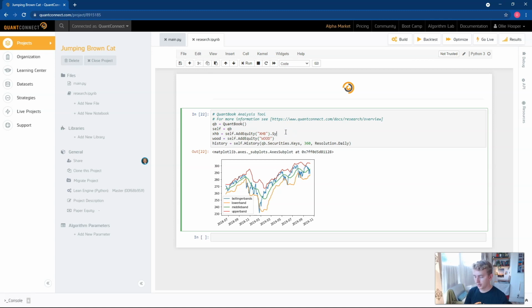And we also want to be taking the symbols of these. So dot symbol. Okay, so XHB is going to refer to the symbol of the Homebuilders Index, and WOOD is going to refer to the symbol of the timber ETF. So here we can get some history. We're going to get 10-year history at daily resolution of these two ETFs.